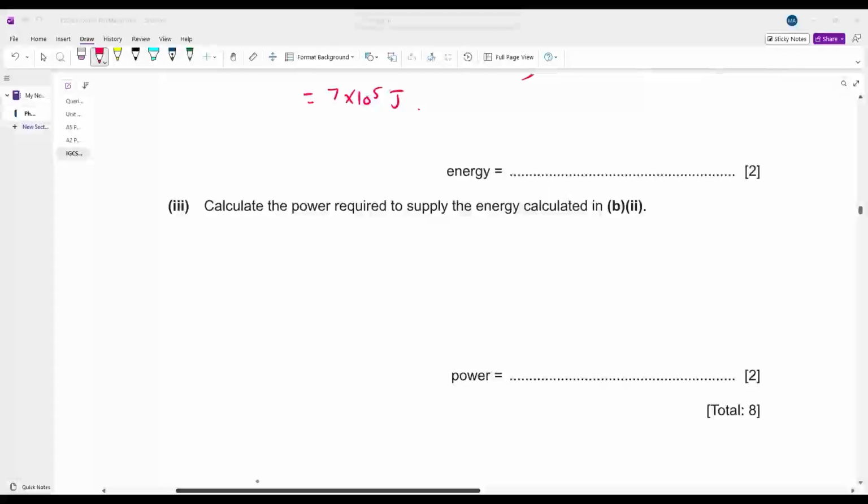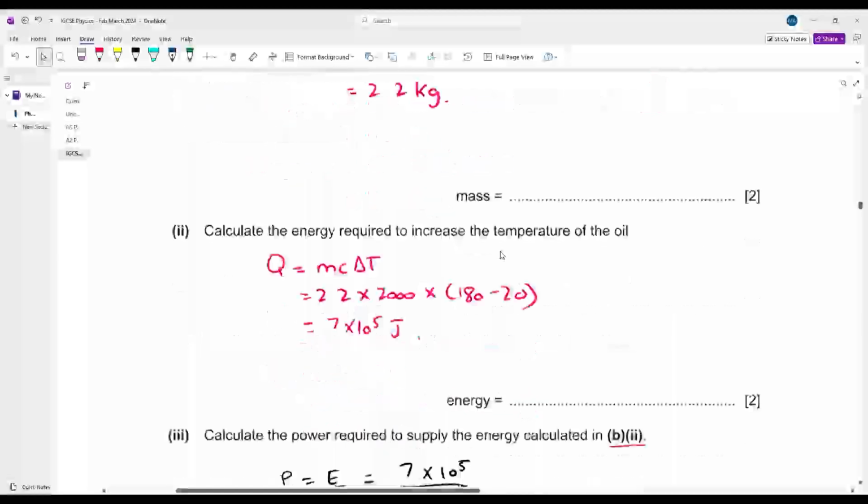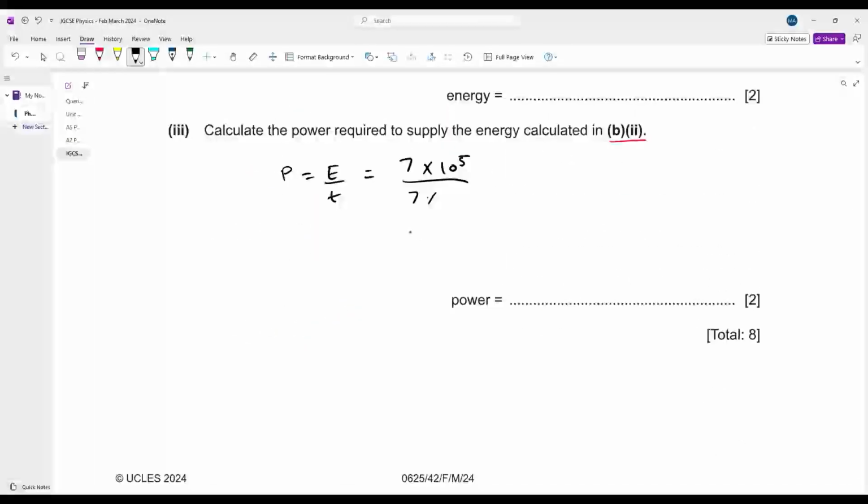Now, calculate the power required to supply the energy in B part 2. Okay, so we have to calculate the energy. Oh, sorry, we have to calculate power. My bad. Power is equal to energy over time. Energy क्या थी, 7 into 10 raised to the power of 5. What was your time? 7 minutes. So 7 into 60 seconds. Can you calculate the power? The power comes out to be 1700 watts. Simple. Let's further move ahead.